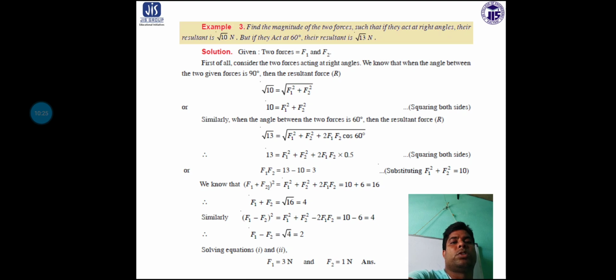Similarly, (F1 minus F2) square, again squaring out, and in F1 F2 we put the value 3. So that's why (F1 minus F2) square is equal to 4. So F1 minus F2 is equal to 2. Now solving these equations, we get F1 is equal to 3 and F2 is equal to 1.